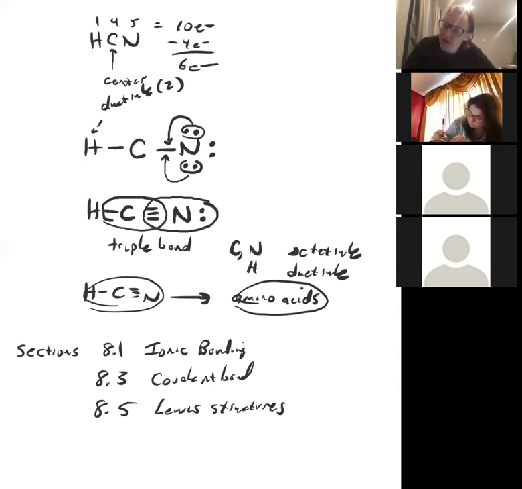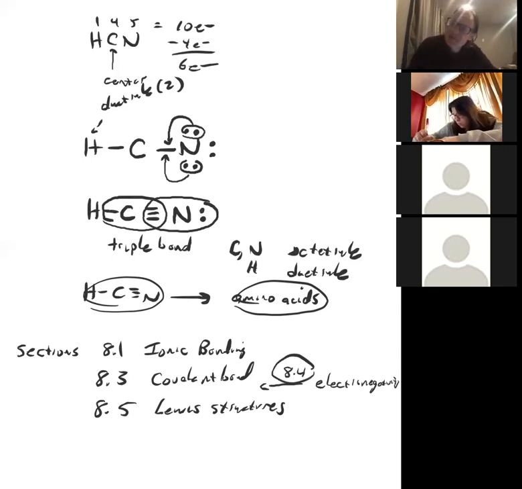We'll do a little bit more complicated ones, but we do have to come back and talk a little bit about electronegativity, which is in 8.4. I like to talk about that separately because it's a little bit different of a topic than we're talking about with the covalent bonding. It's related to covalent bonding, but it's just kind of its own species.